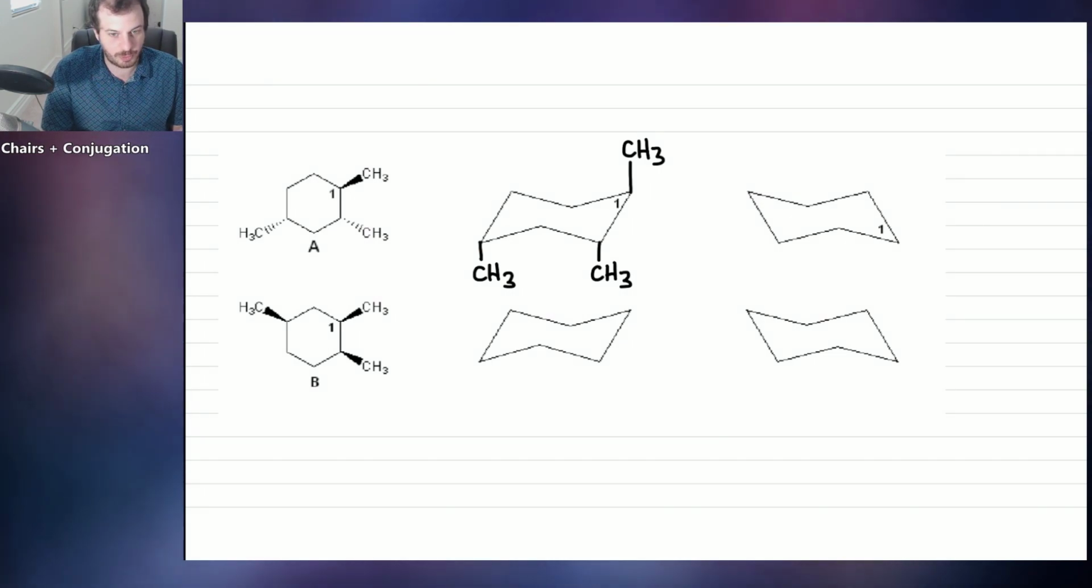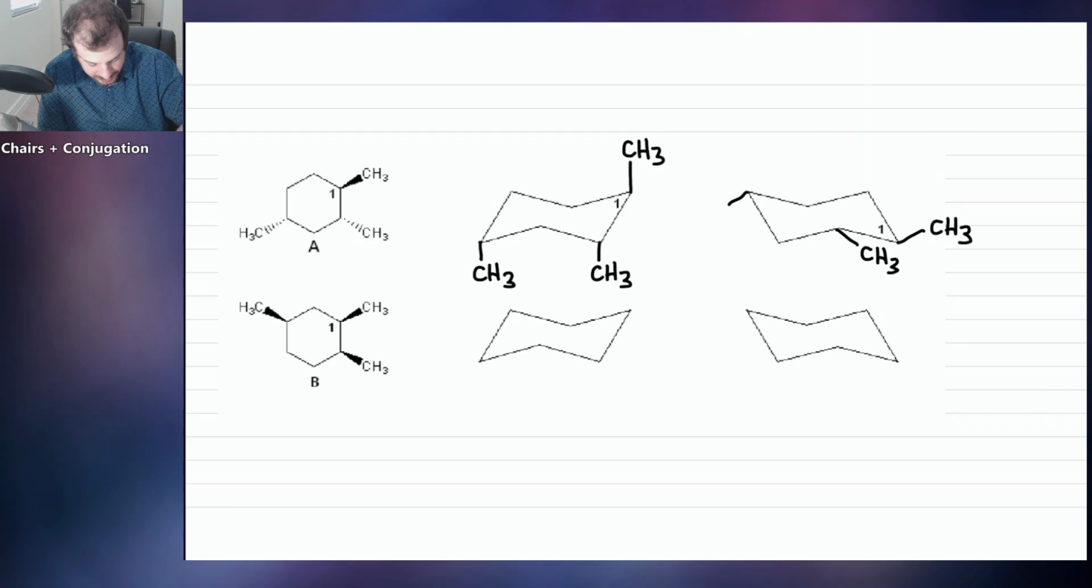All of our groups that were once axial will become equatorial. So our CH3 goes like this. Our CH3 goes like this. Actually, the angle doesn't really matter, but I think this angle looks a little bit better. CH3 looks like that. It's equatorial now. And then skip 1, and then we have another CH3 going down. Looks like that.